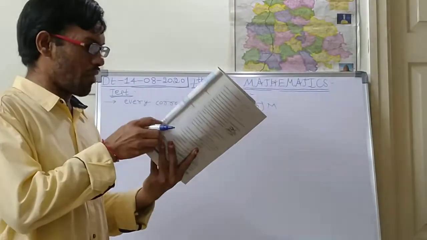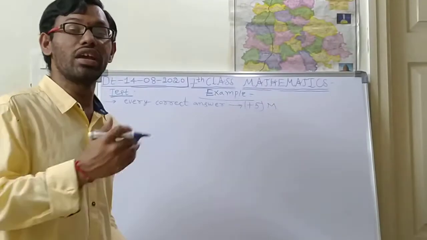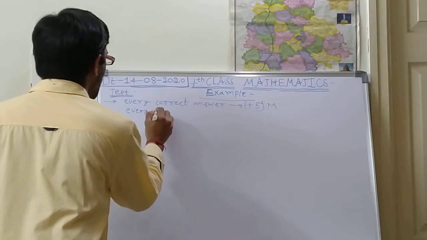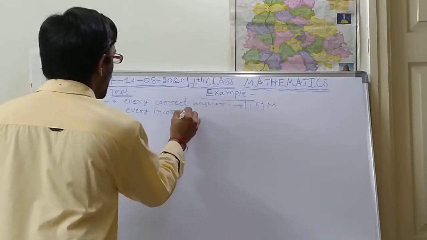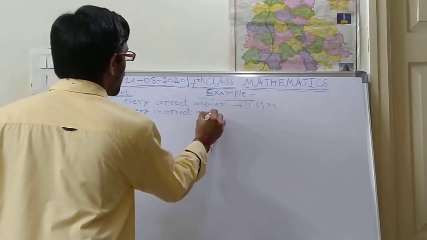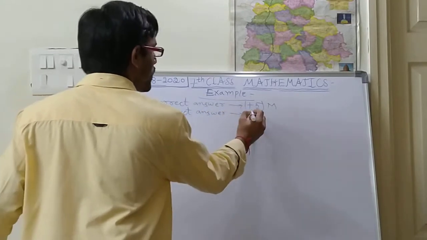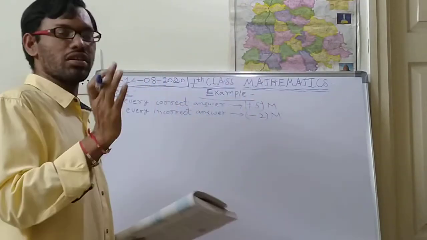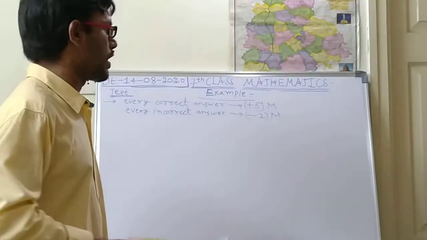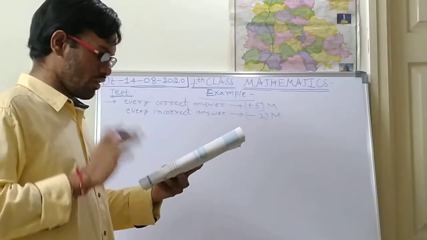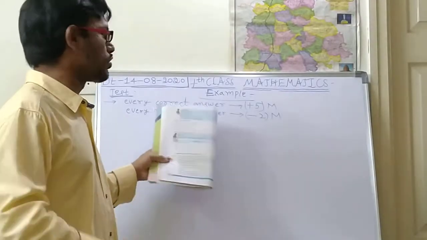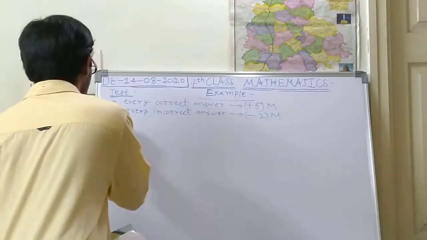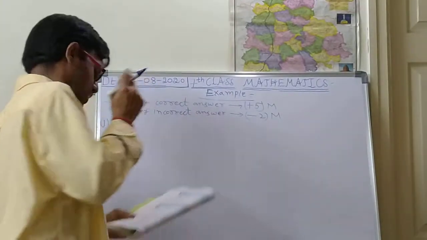And minus 2 marks are given for every incorrect answer. For every incorrect answer, how many marks are given? Minus 2 marks. So incorrect means she is giving minus 2 marks. Like that, these are the rules for the marks of the questions.